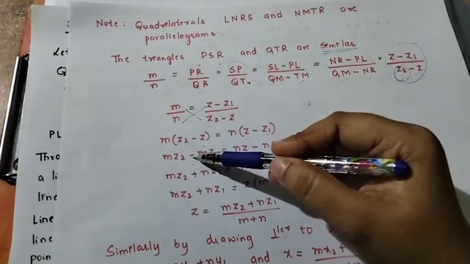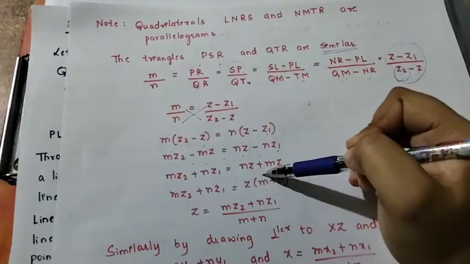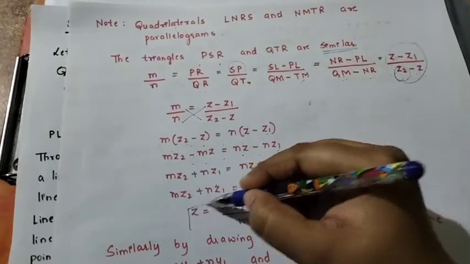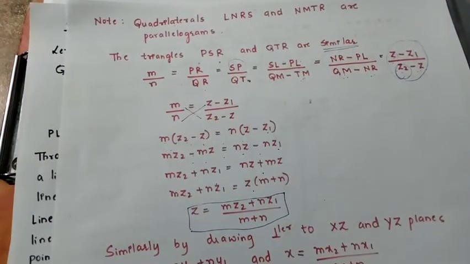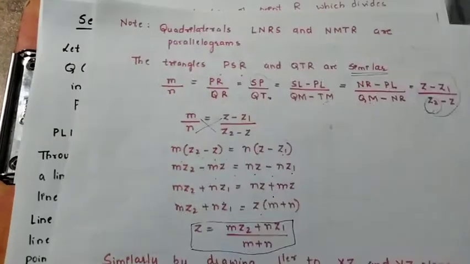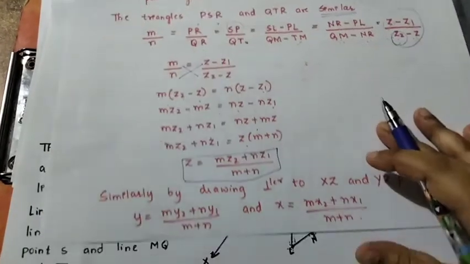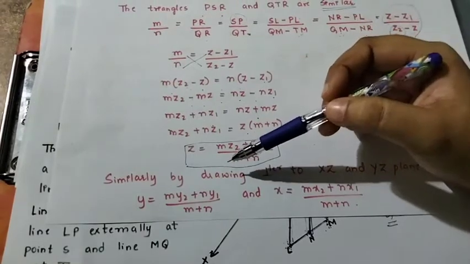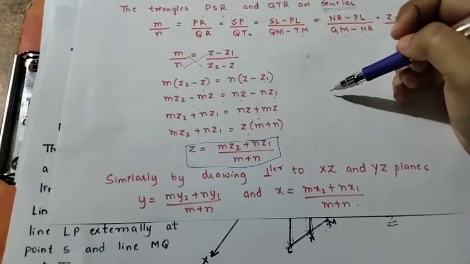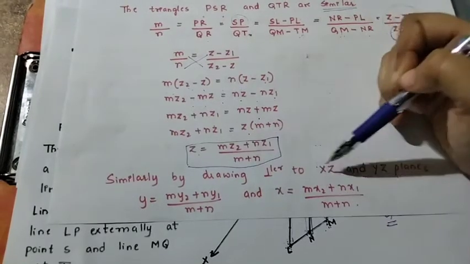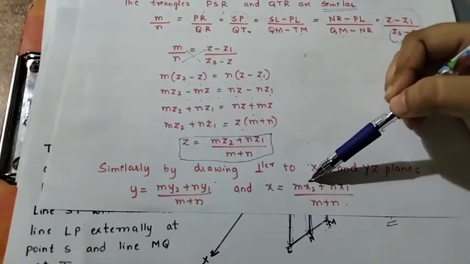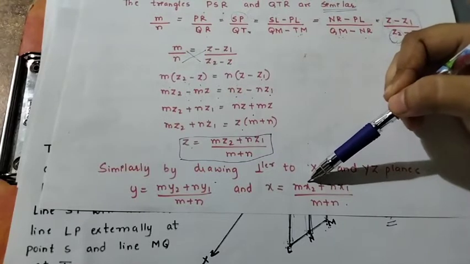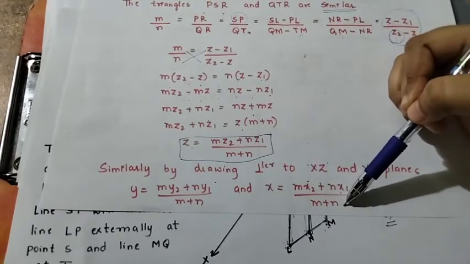Then take Z terms on one side, Z1 and Z2 terms on the other. Taking Z common, you get Z is equal to m into Z2 plus n into Z1 divided by m plus n. So this is what you have to remember. Similarly, by drawing the perpendiculars to the other two axes: we drew to the XY plane and got Z. Similarly, if you do it for the XZ plane, you get the value of y. It is my2 plus ny1 divided by m plus n. If you draw it to the YZ plane, you get the value of x. It is mx2 plus nx1 divided by m plus n.